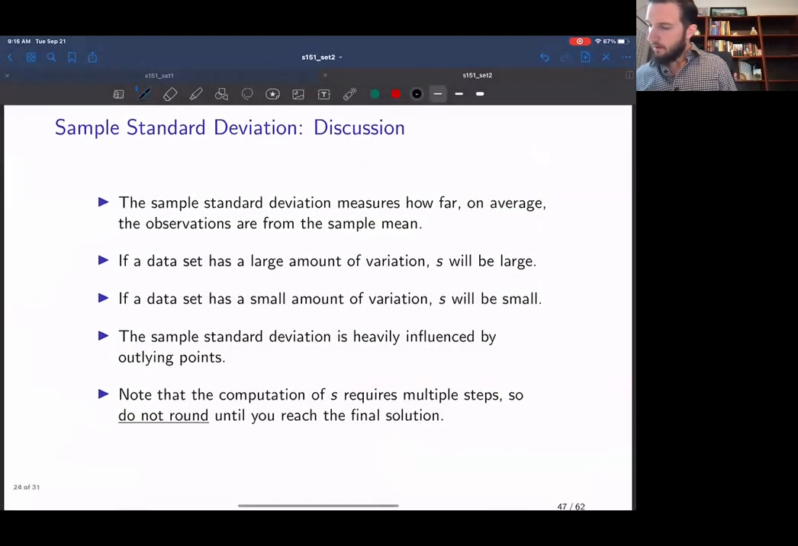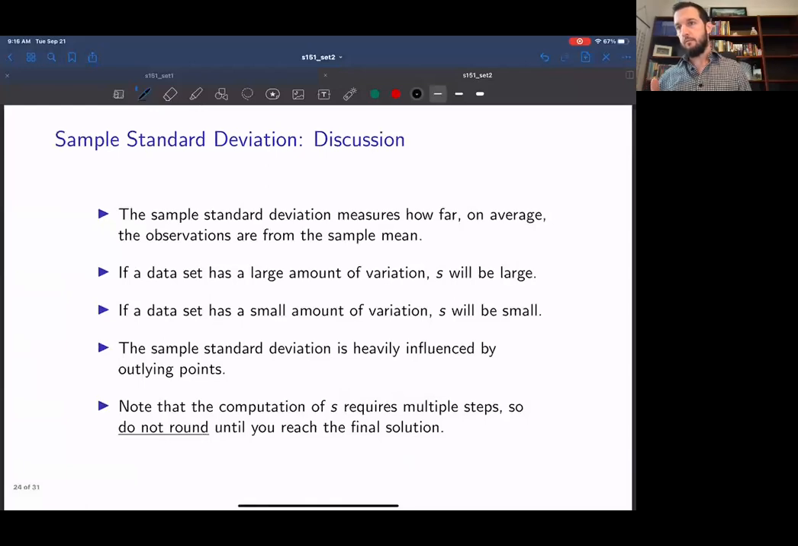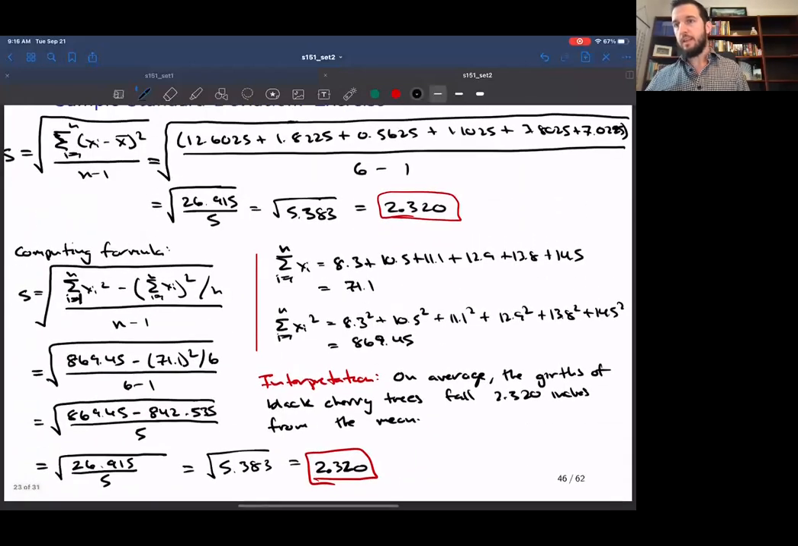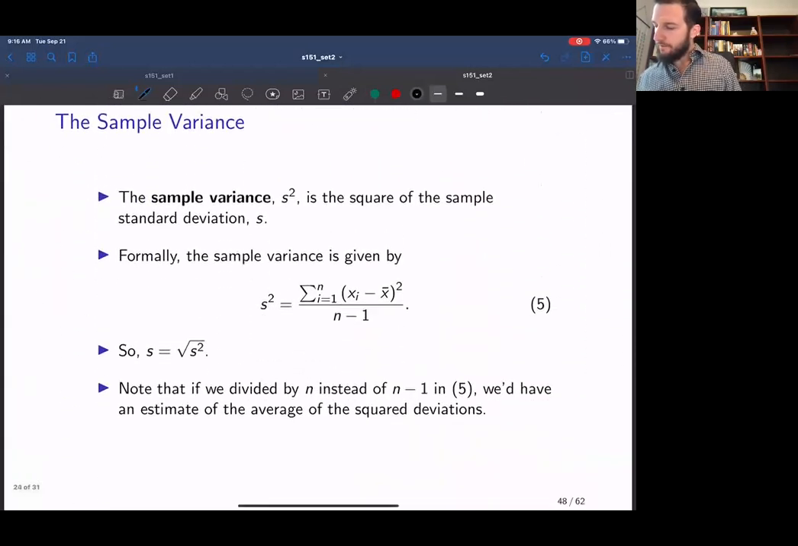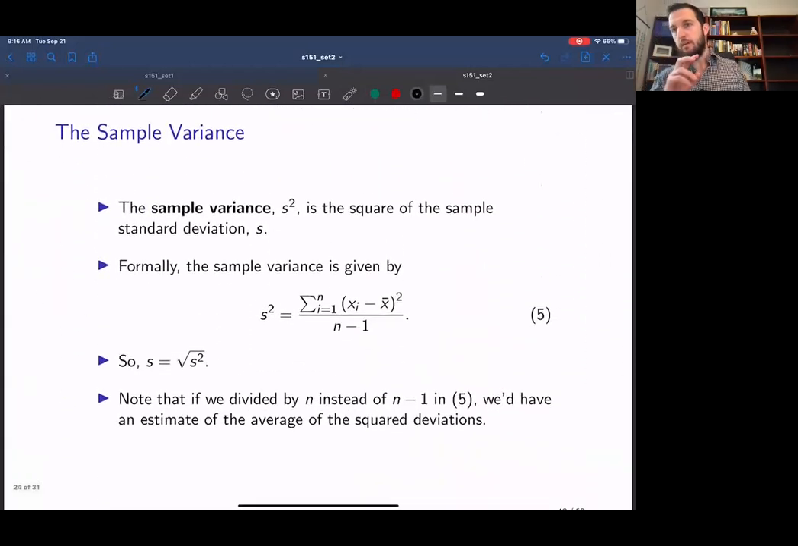Okay, so that brings us to the end of the first set of values of spread. We have to finish off with one other main set of values of spread, which are the percentiles. So on Thursday, we're going to talk about percentiles because obviously I'm not going to have enough time to do it today. Just before we finish though, I want to bring your attention to the sample variance.